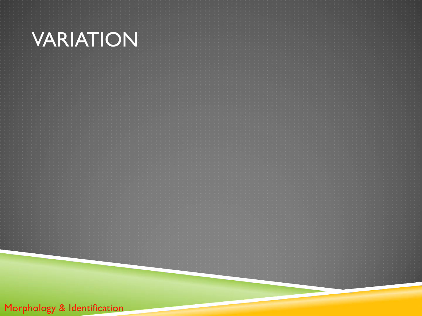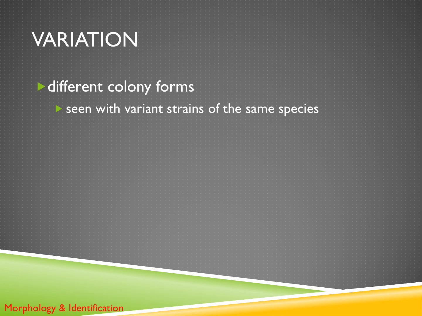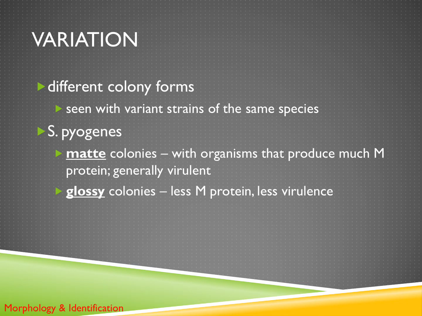Note that our Streptococcus pyogenes also vary in terms of colony forms. So we have the matte colonies and the glossy colonies. The matte colonies are organisms that produce much more M protein and are therefore generally virulent. The glossy colonies, however, contain less M protein and therefore exhibit less virulence.